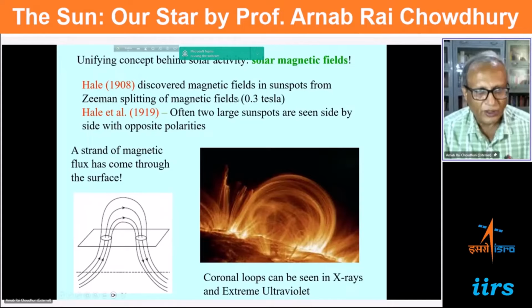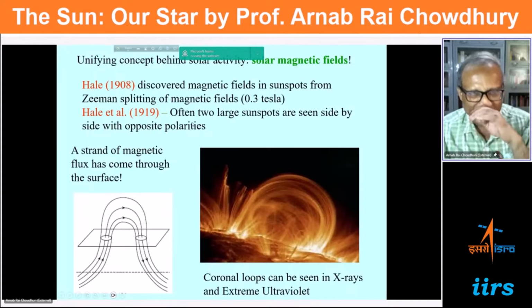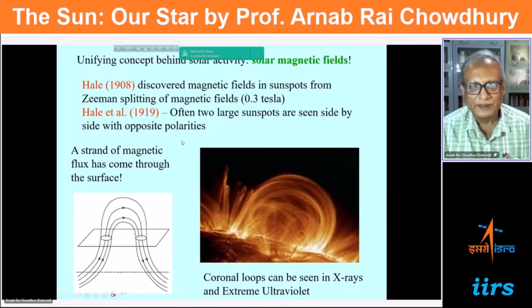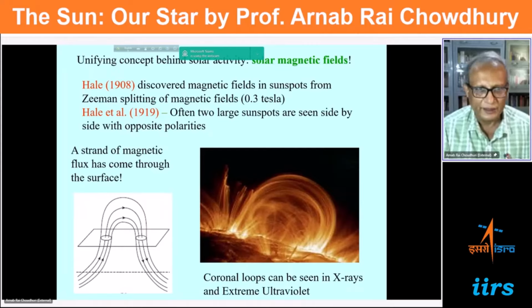And Hale et al. also made another very important discovery a few years later. I already pointed out that often we see two large sunspots side by side. Hale et al. found that in such sunspot pairs, the two sunspots usually have opposite polarities. If one of them has positive magnetic polarity, the other has negative polarity. The most plausible explanation for that is that there must be some strand of magnetic field underneath the Sun's surface, which is poking its nose to the surface in this kind of fashion.